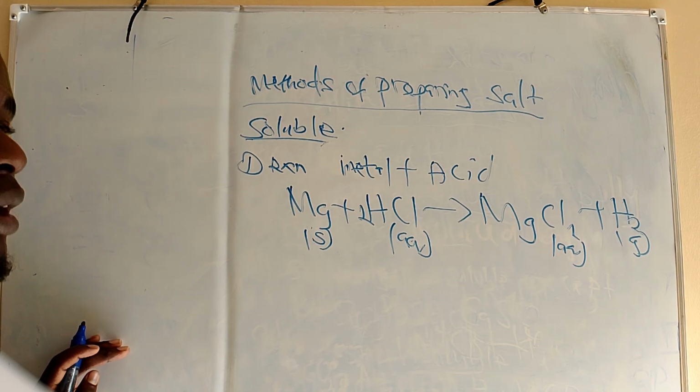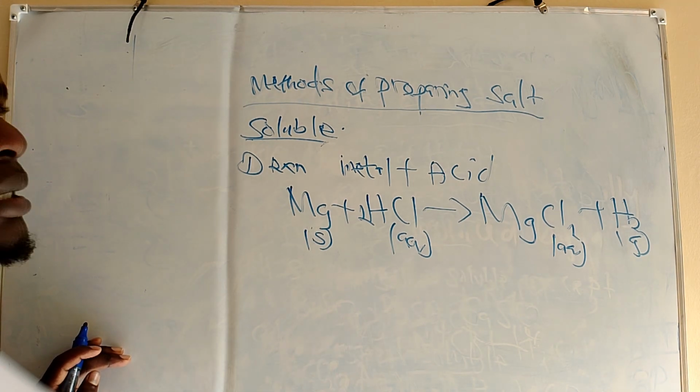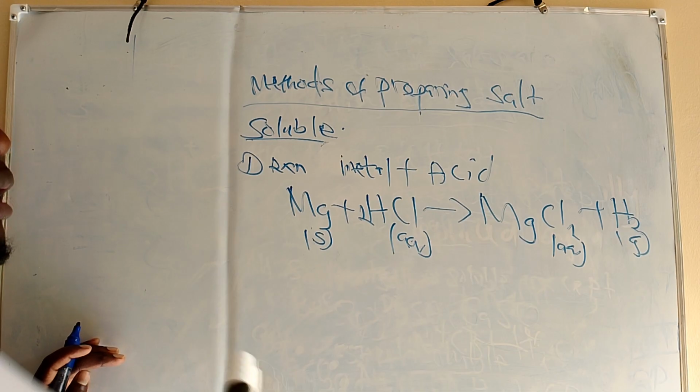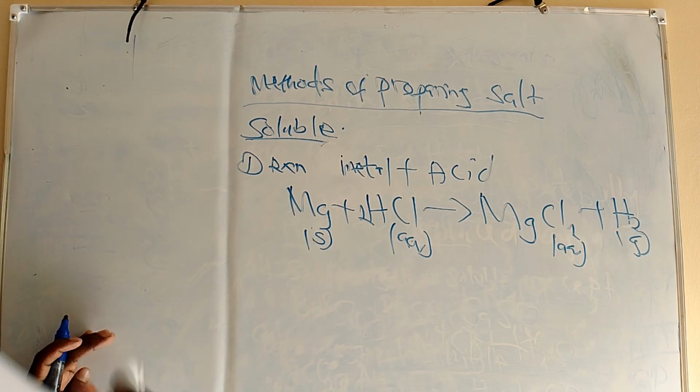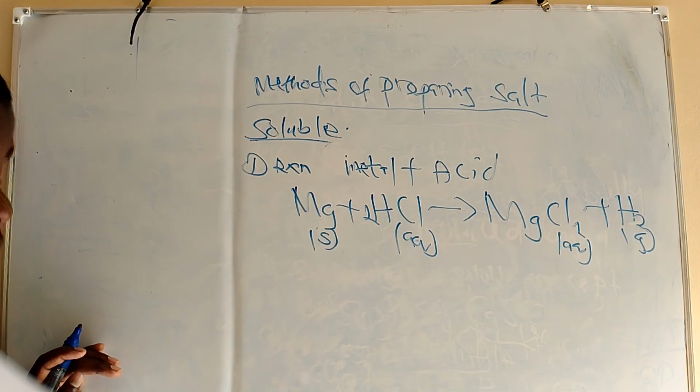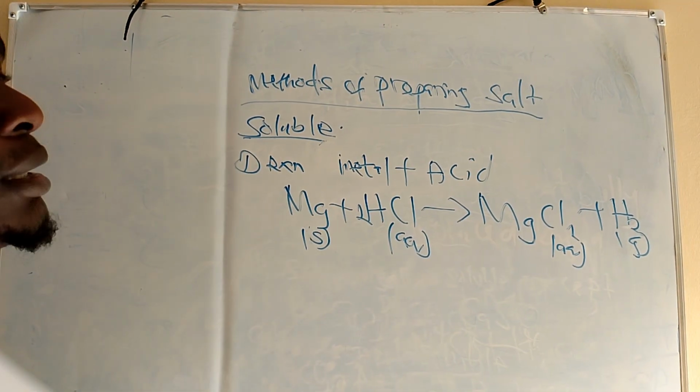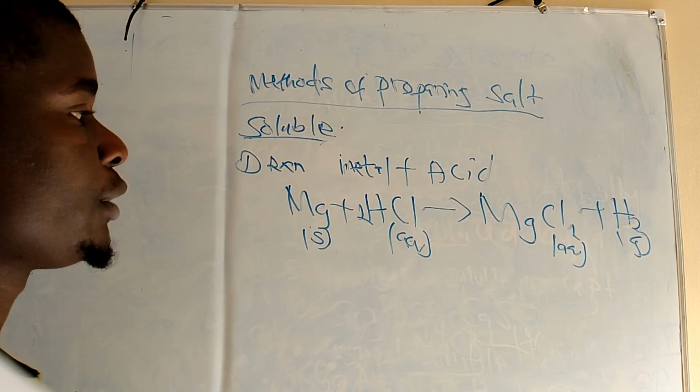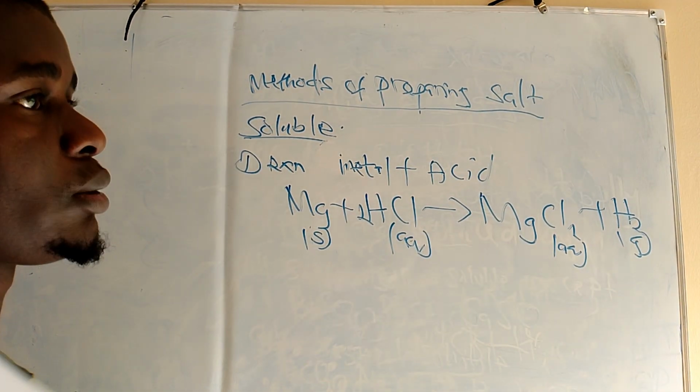Of course, we have exceptions. We cannot use calcium with dilute sulfuric acid because it will form an insoluble salt. So calcium metal plus dilute sulfuric acid cannot be used to prepare soluble salt.